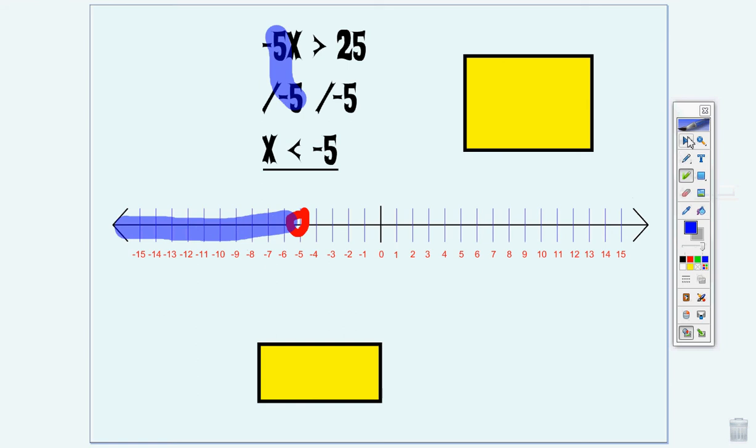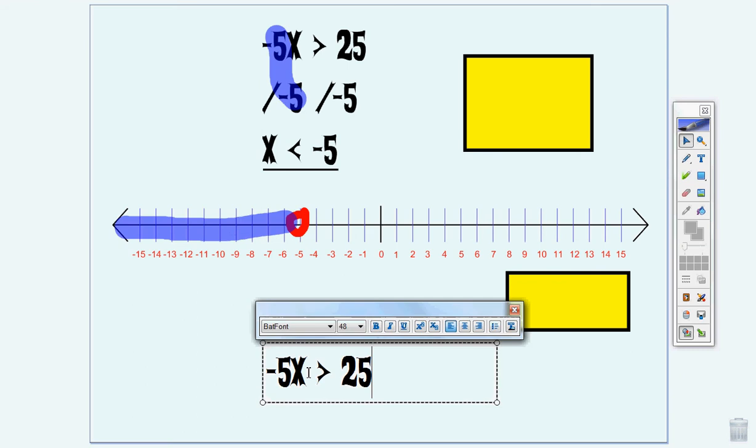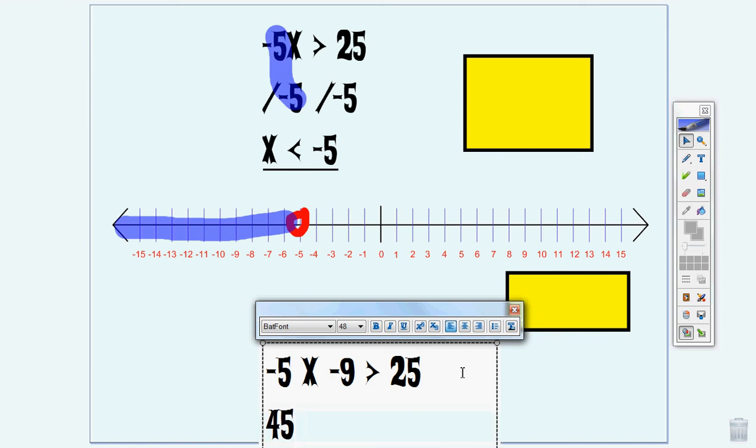And let's go ahead and do the check now. So let's pick, how about negative 9? Clearly over here, negative 9. Is that true? Then negative 5 times negative 9, looks like an x here, times negative 9. Is that greater than 25? Well, I get 45. And yes, that's greater than 25. Therefore, I shaded the correct way.